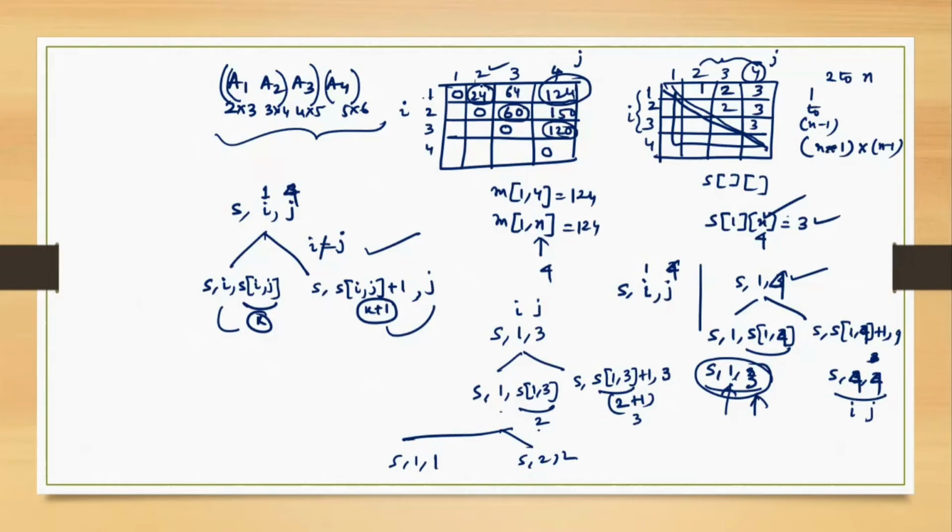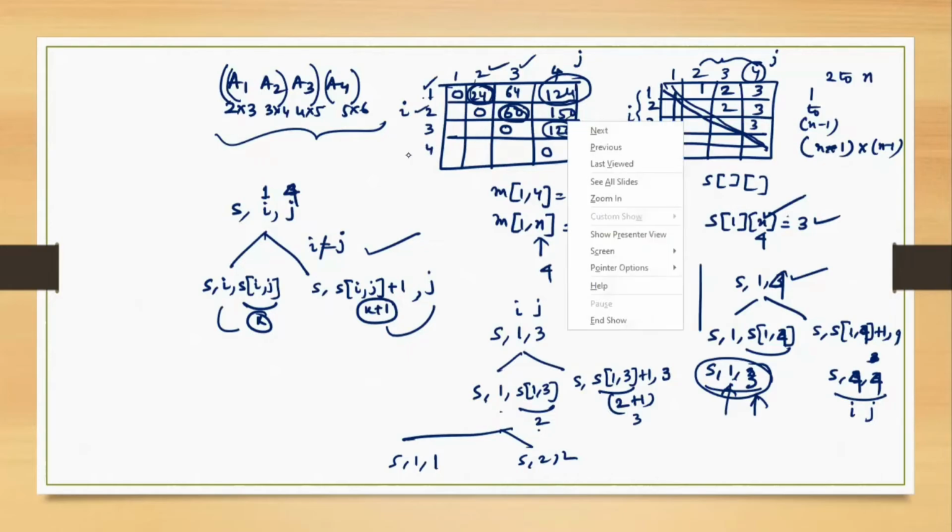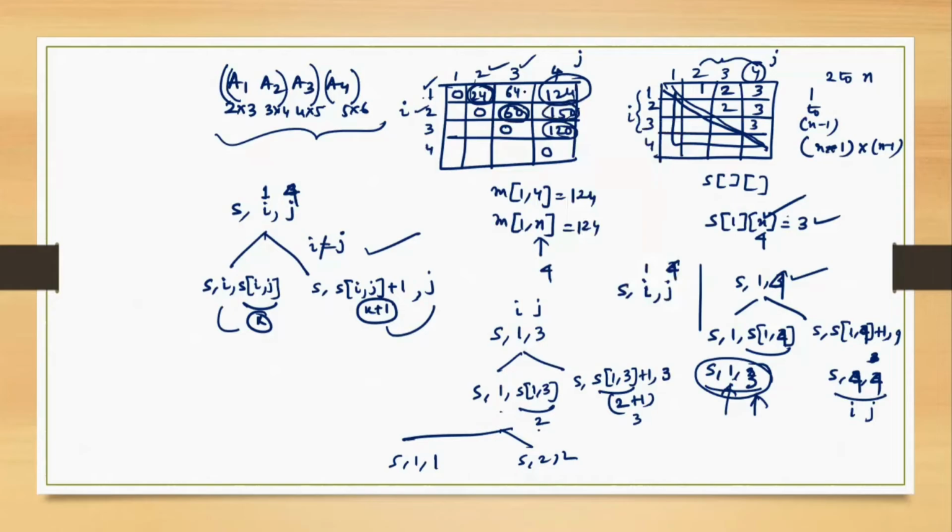So here the length of the subchain which you are solving is 2. You are taking 2 matrices. But when you are storing the value at cell 1, 3, that means you have 3 matrices A1, A2 and A3. Whenever you are storing the result at 2, 4, you have 3 matrices A2, A3, A4. So here the length of the subchain is 3. And here the length of the chain is 4. In this way we are going further.